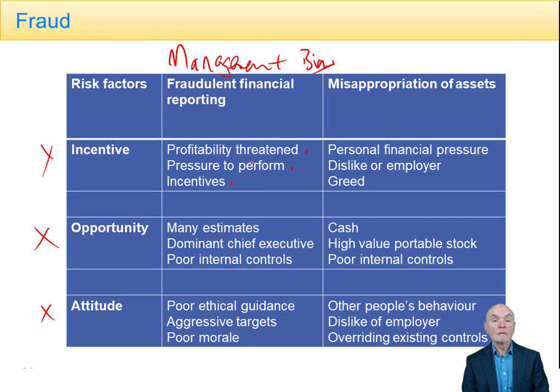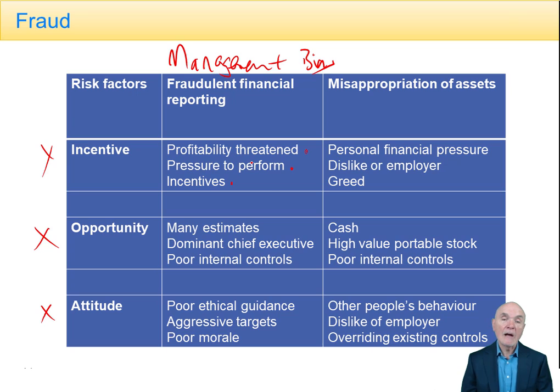Poor internal controls always give opportunities for fraud. If you don't know what cash you should have, or don't know what inventory you should have, or you can disperse cash very easily and so on, it's really an open door to fraud.